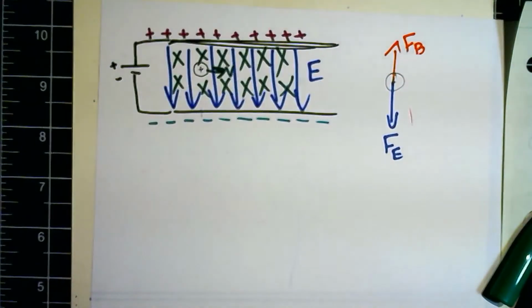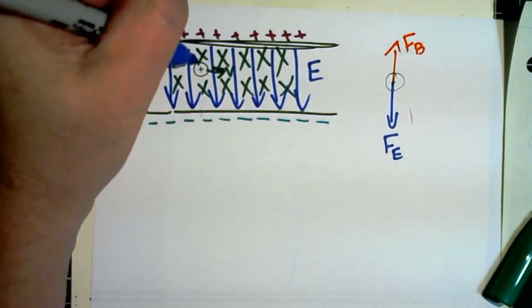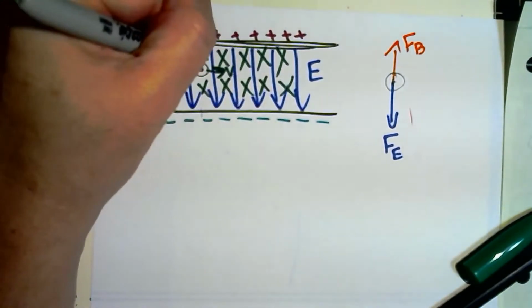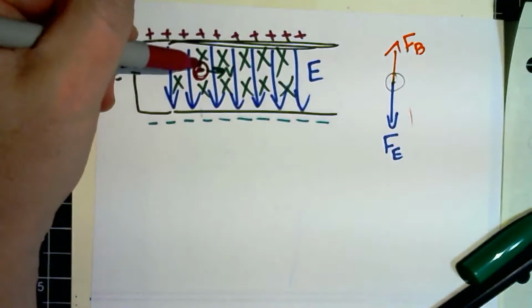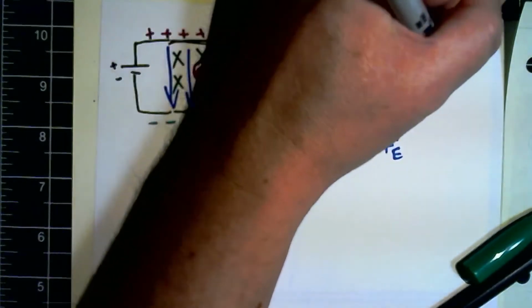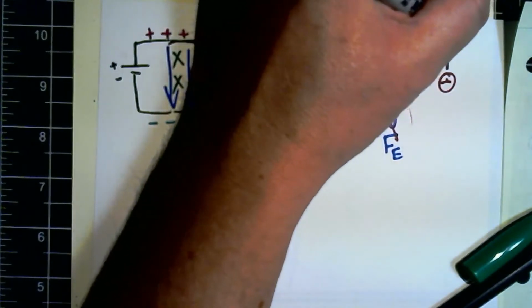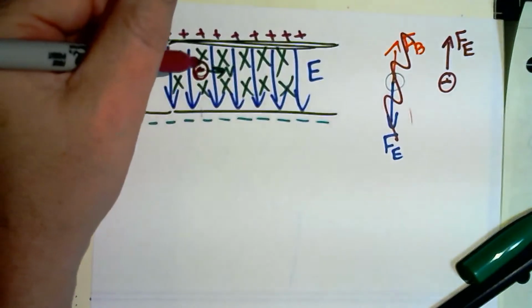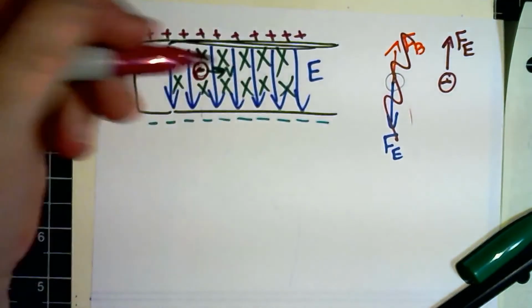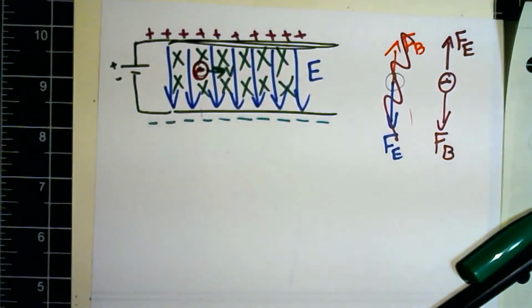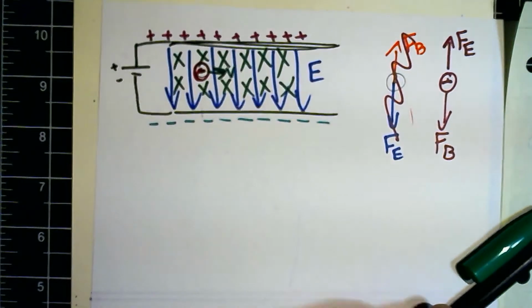Now, would it be true if it was negative? Well, sure, of course it would. Because if this was a negative charge, let's make this negative, it would be attracted up towards these positives. And so for this new scenario, you would have an electric force going up. And just remember, using the right-hand rule, if you have a negative charge, the forces flip around. And so the magnetic force goes down. And they'd be equal and opposite. All right, so that's question number A.